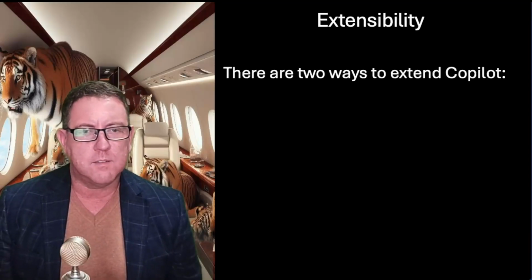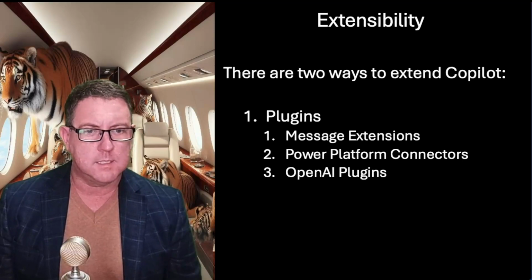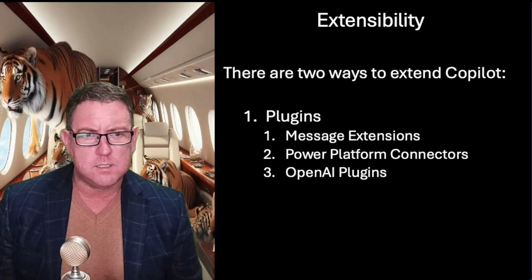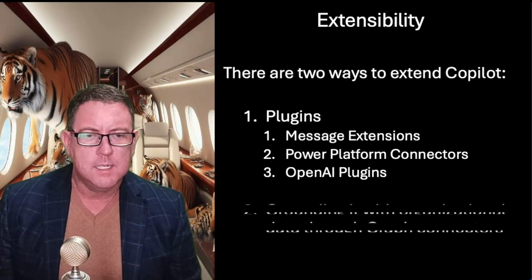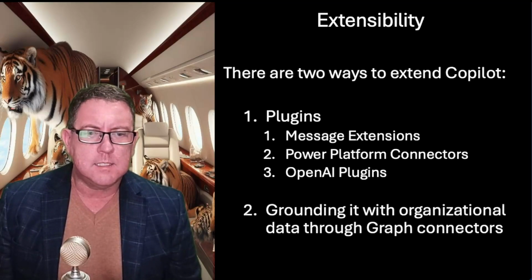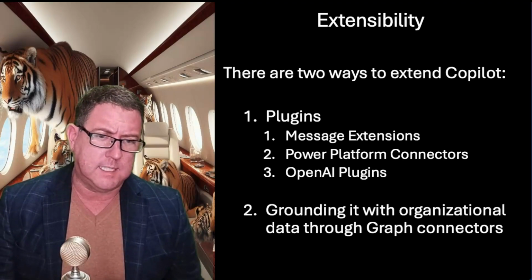Okay, now a big area of Copilot is extensibility. There are pretty much two ways to extend Copilot. The first way is through plugins, and plugins consist of message extensions, Power Platform connectors, and OpenAI plugins. The second way is through the Graph connectors, and this is grounding it with your organization's data.